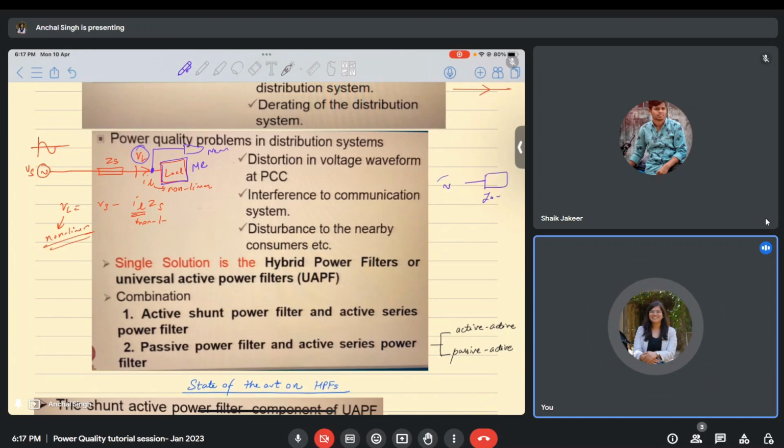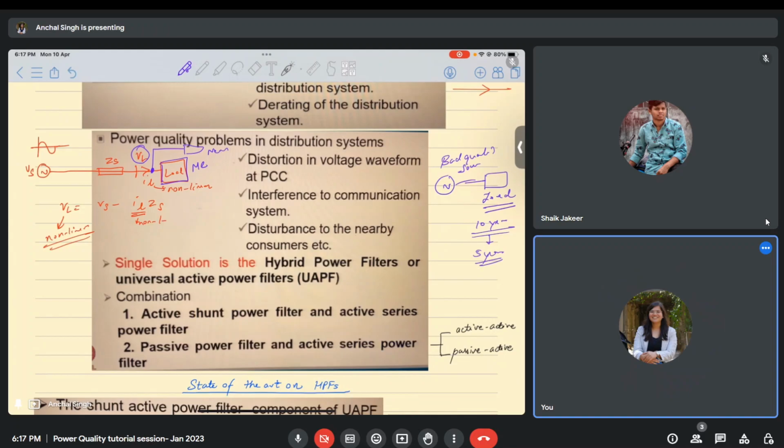If this is my source and this is a bad quality source, and this is my load, then the life of this load, if it was supposed to be 10 years by default, might reduce to just 5 years because of the poor quality supply that I'm giving to this load. That is a problem in these scenarios.